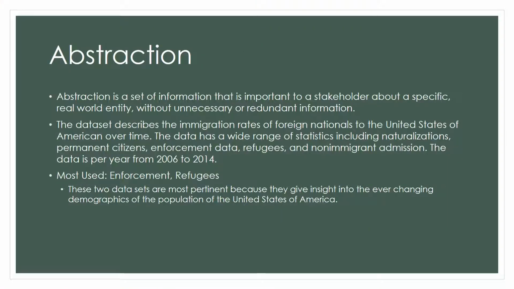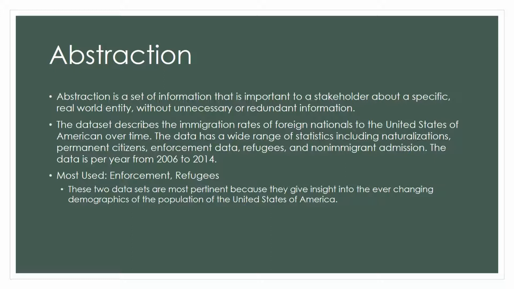Abstraction. Abstraction is a set of information that is important to a stakeholder about a specific real-world entity without unnecessary or redundant information. The dataset describes the immigration rates of foreign nationals to the United States of America over time. The data has a wide range of statistics including naturalizations, permanent citizens, enforcement data, refugees, and non-immigrant admission. The data is per year from 2006 to 2014.